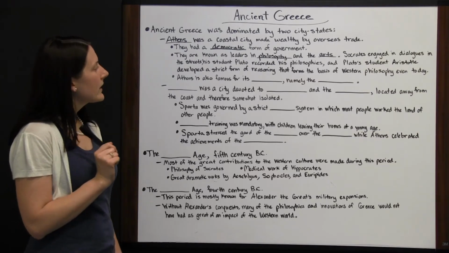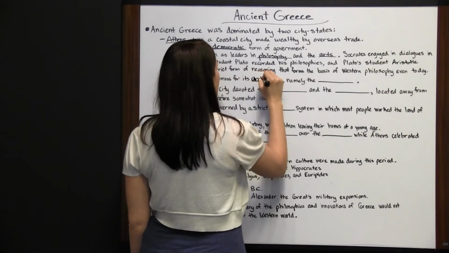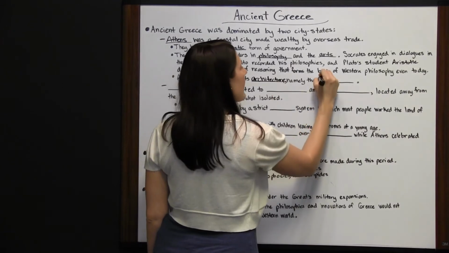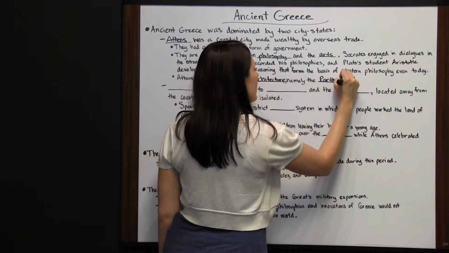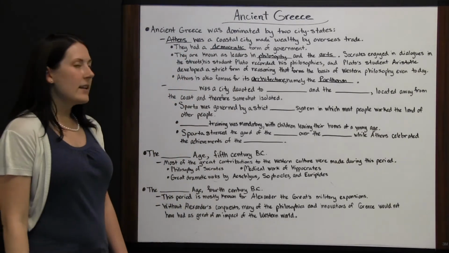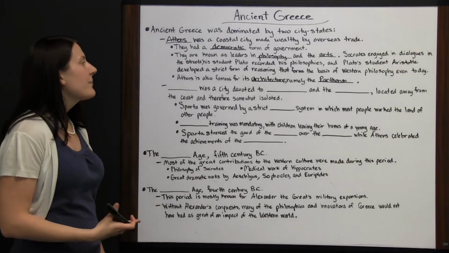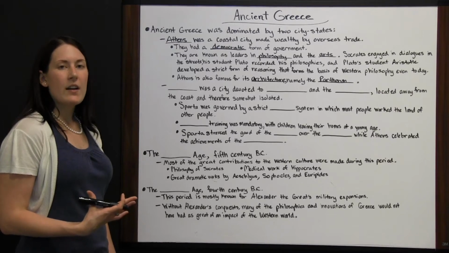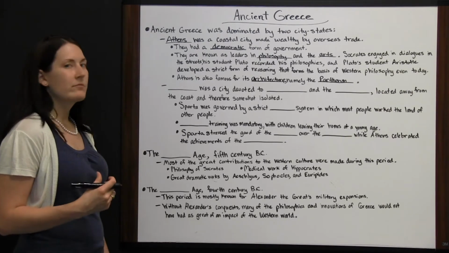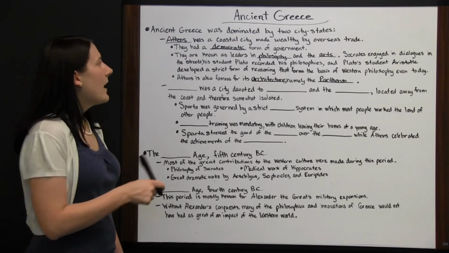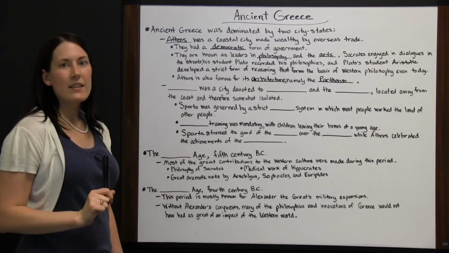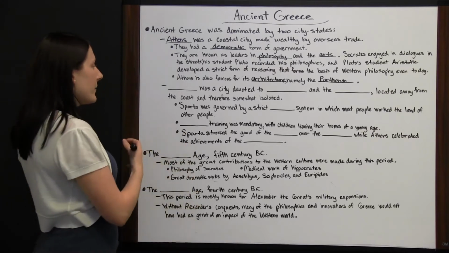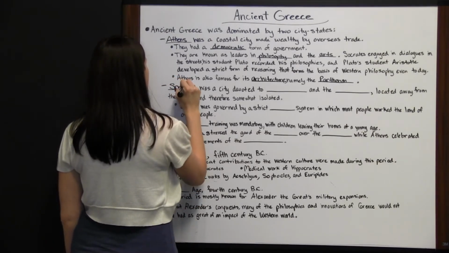Athens is also famous for its architecture. Namely, the Parthenon. This is something that is still standing today, even if it isn't in as great of a shape as it was back then. And it's just an example of the advanced architecture that Athens was able to develop. Now, this is one of the 2 city-states. Athens is one of the 2 city-states that was important in Greece, that dominated Greece, one of the 2 main city-states. The other one was Sparta.